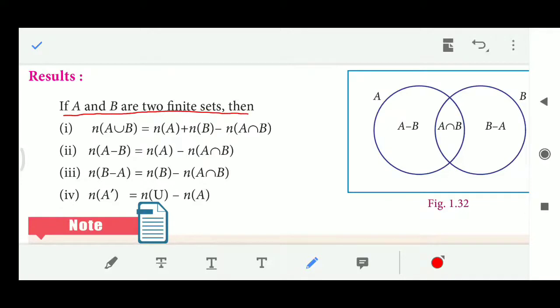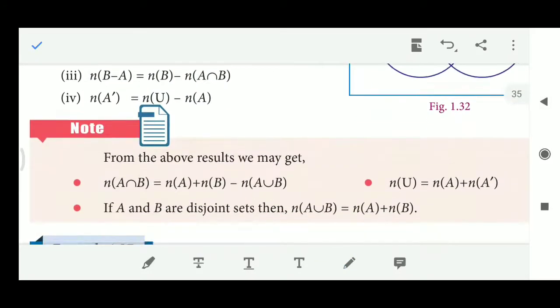The first result is, if A and B are two finite sets, then n of A union B is equal to n of A plus n of B minus n of A intersection B. Second, n of A minus B is equal to n of A minus n of A intersection B. Third, n of B minus A is equal to n of B minus n of A intersection B. And fourth, n of A dash is equal to n of U minus n of A.